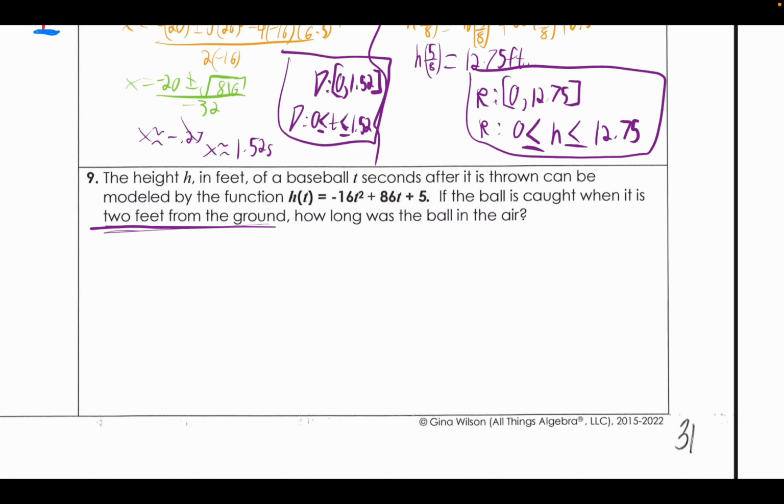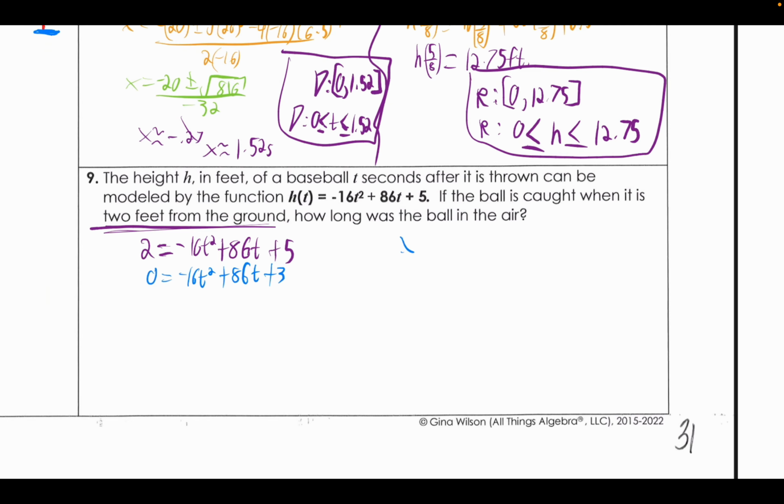So we've got to replace the left-hand side with 2. So we have 2 equals negative 16t squared plus 86t plus 5. And now it's solve for t. And so we have to get this equal to 0 in order to use the quadratic formula. So I'm going to subtract 2 from each side and get 0 equals negative 16t squared plus 86t plus 3. I already put the equals 0.